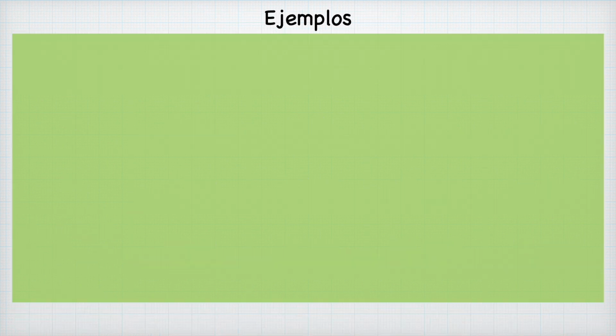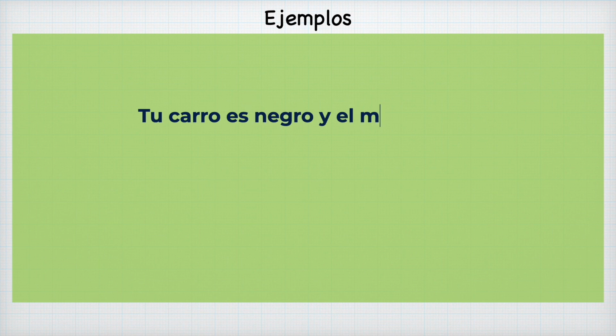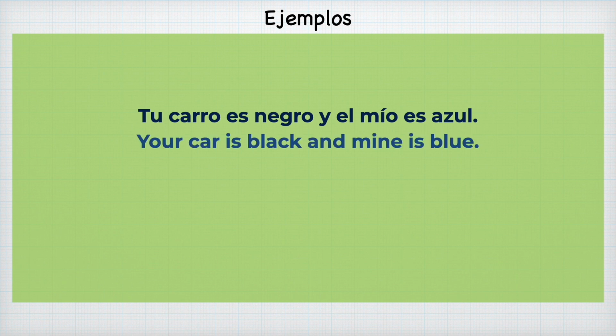Let's take a look at some examples. Ejemplos. Tu carro es negro y el mío es azul. Your car is black and mine is blue. Car in Spanish is el carro. So we are going to use el mío for the possessive pronoun.